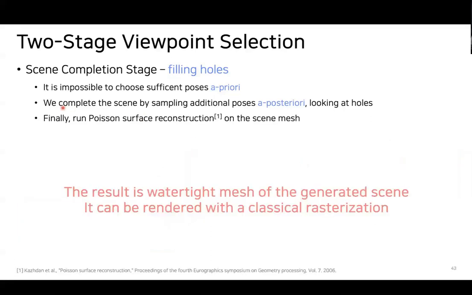And finally, run Poisson surface reconstruction on the scene mesh, and it closes any remaining holes after completion and smooths out discontinuities. Through these previous steps, we can get the result, which is the watertight mesh of the generated scene. And it can be rendered with a classical rasterization function.